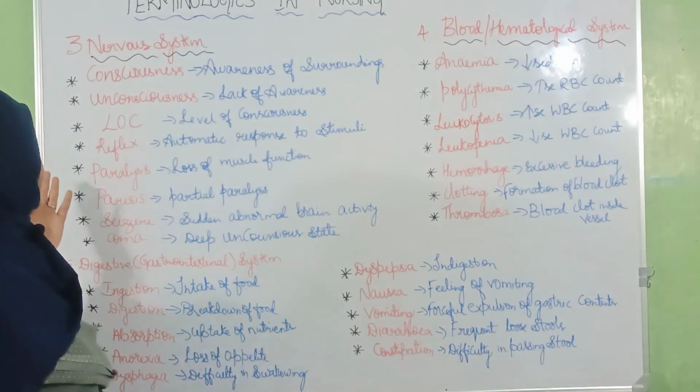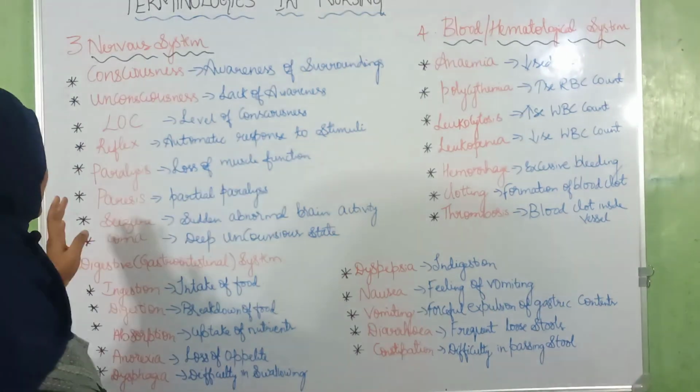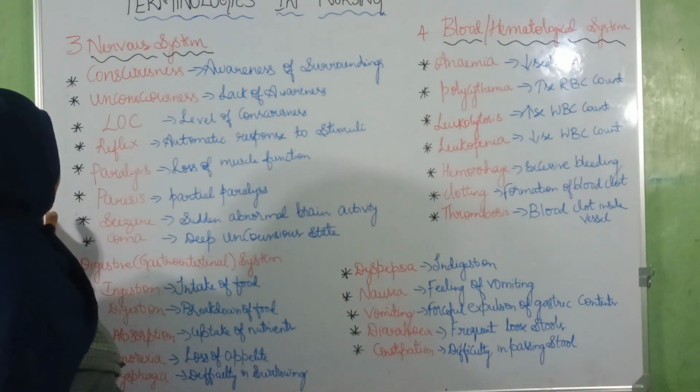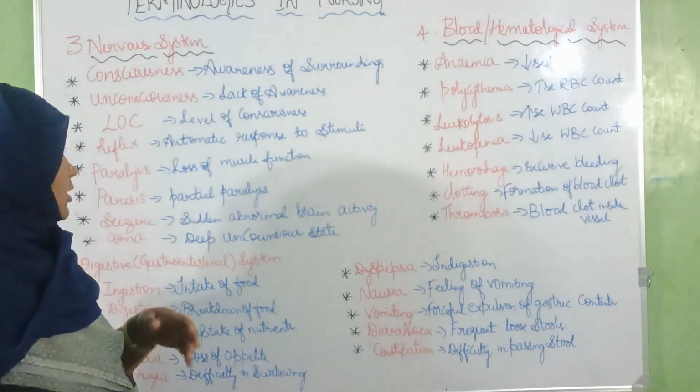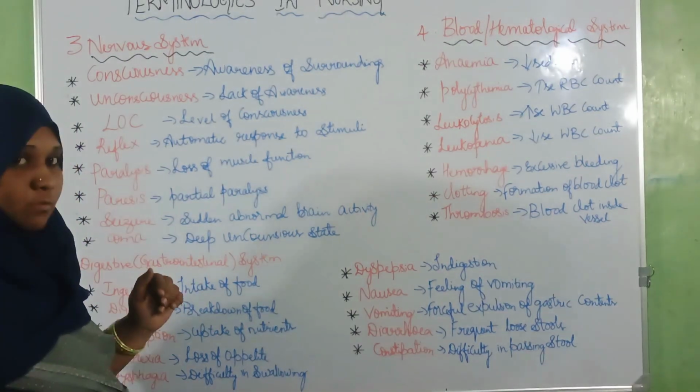So next is the nervous system. In the nervous system, we will see consciousness. Conscious is nothing but the awareness of surroundings. Unconscious is nothing but lack of awareness. And LOC is nothing but the abbreviation for level of consciousness. And reflex. What is reflex? That is an automatic response to stimuli.